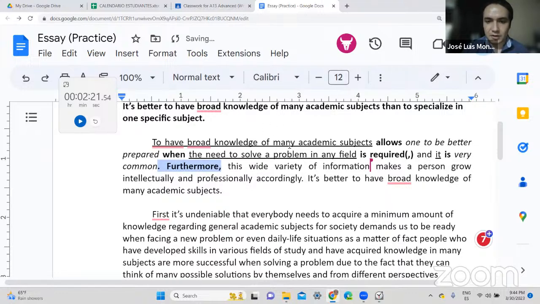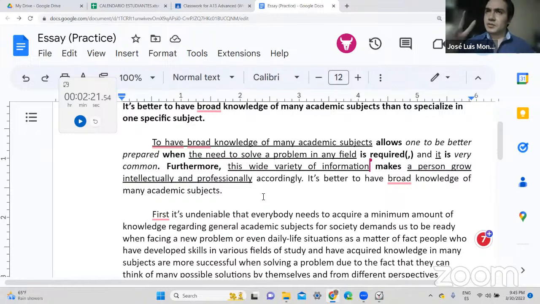Let's use it. Okay, then this wide variety of information, that's again the subject, makes, right? That's again the verb, then a person grow intellectually and professionally accordingly. Now, we're going to see if this accordingly belongs or not to this. So, what is the meaning of accordingly? When do you use accordingly?